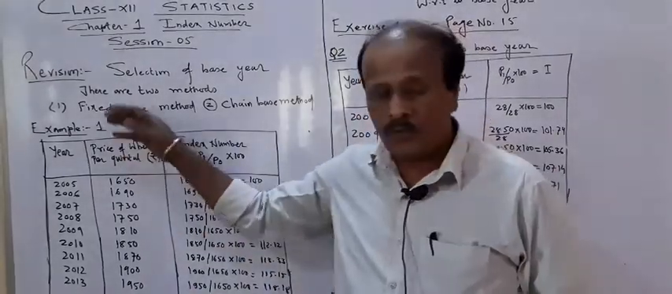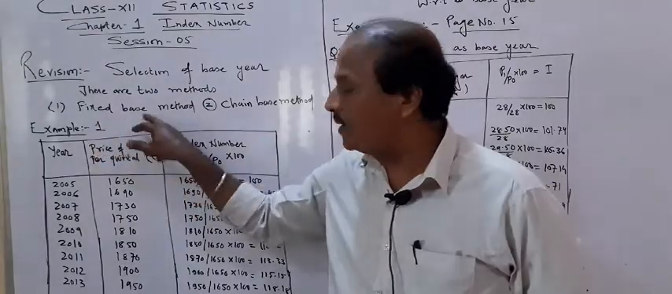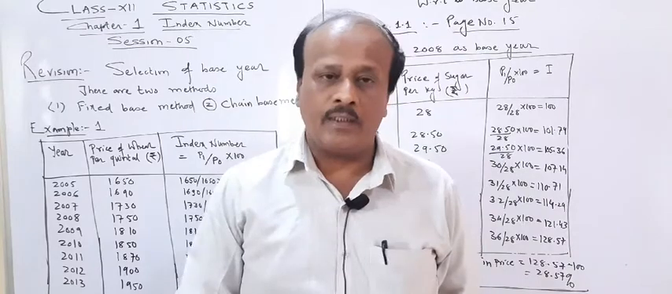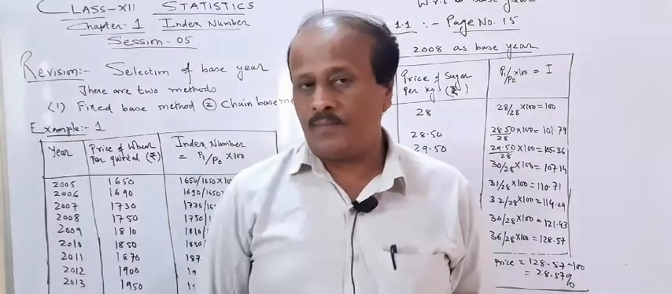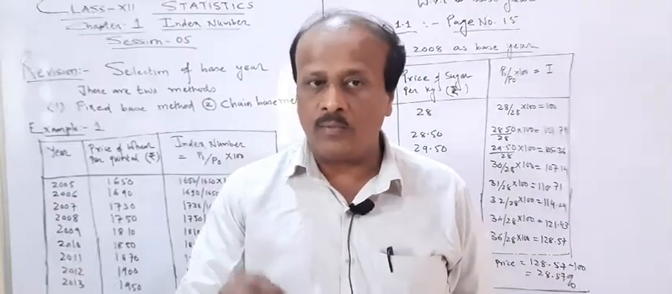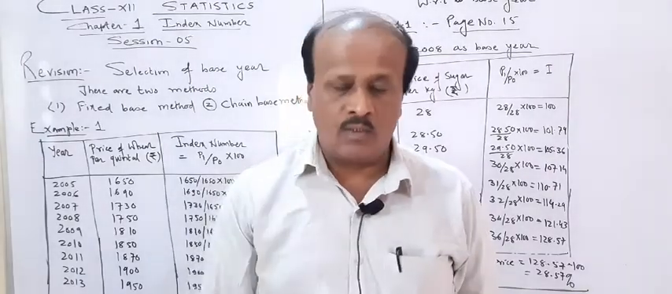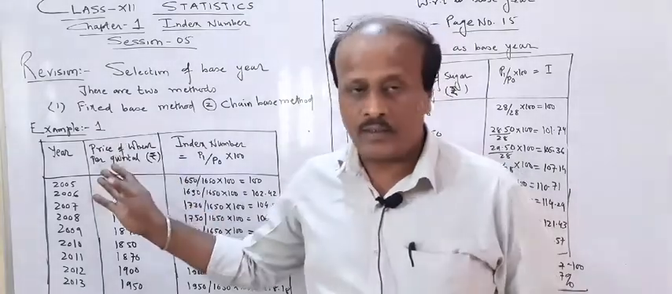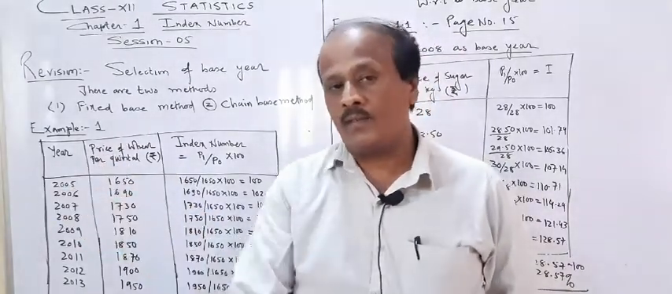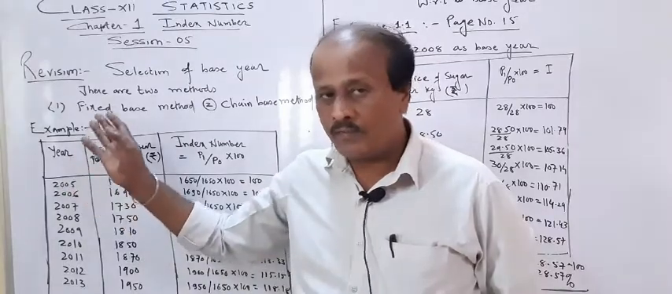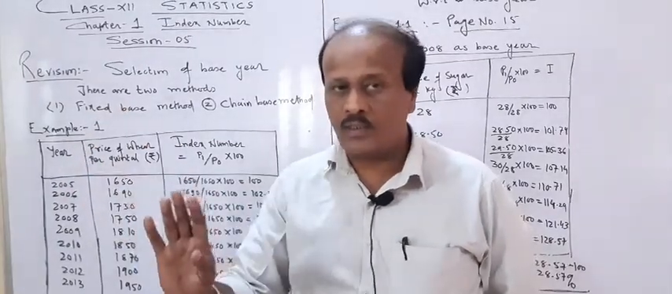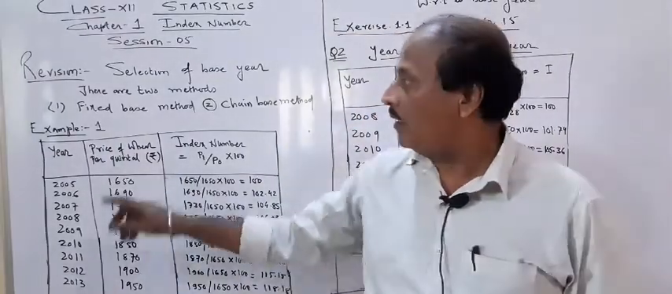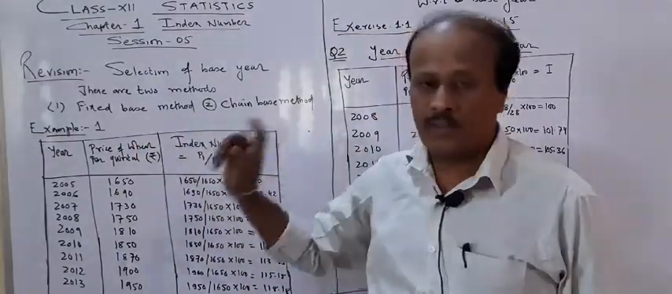Now, just for revision, what is the fixed base method? The fixed base method is when we take a particular year as a fixed base year, and then calculate the value of that item or quantity depending upon the present value, that is the current year's value, and the fixed base year's value. When we calculate, you will understand how we can find the index number with the help of that method. The second method is the chain base method.